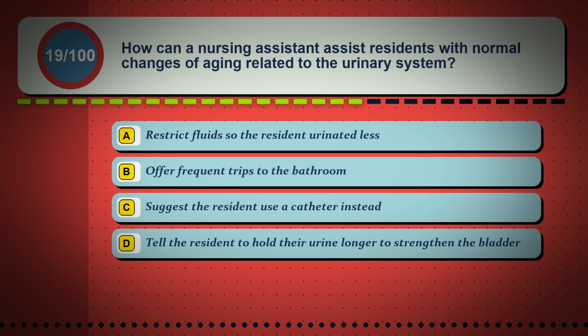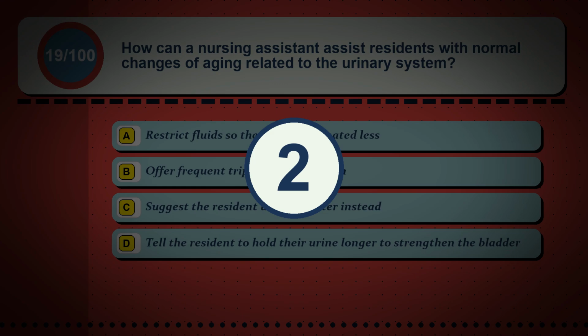Question 19. How can a nursing assistant assist residents with normal changes of aging related to the urinary system? Option A. Restrict fluids so the resident urinates less. Option B. Offer frequent trips to the bathroom. Option C. Suggest the resident use a catheter instead. Option D. Tell the resident to hold their urine longer to strengthen the bladder.